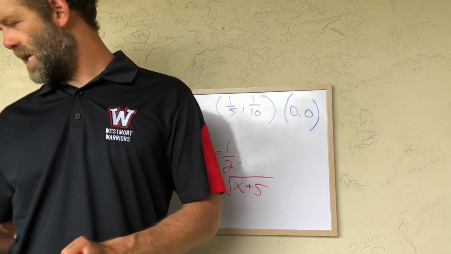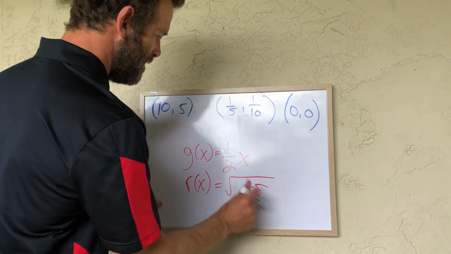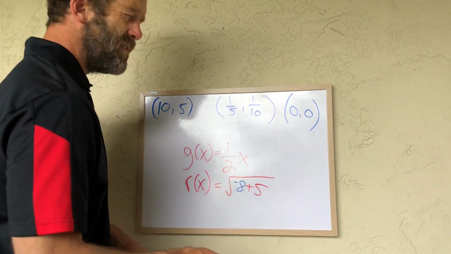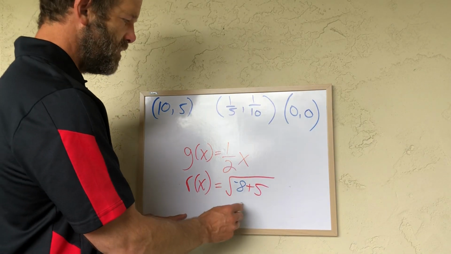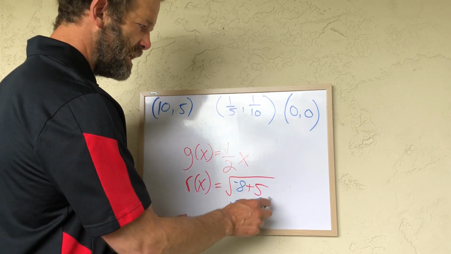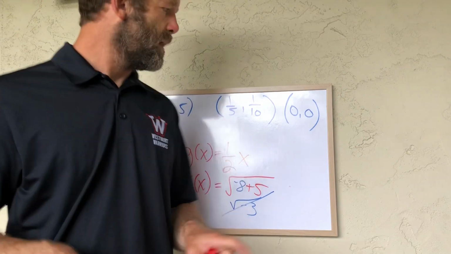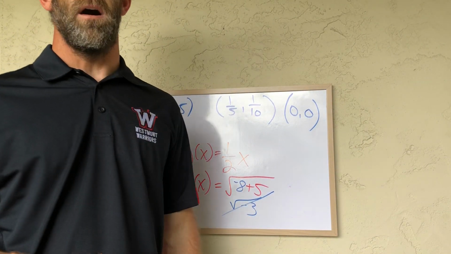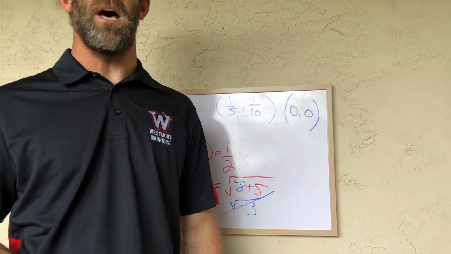Last one is r of -8. If I plug a -8 in here, r of -8 does not exist on this graph, because if you simplify this, you're going to get the square root of a -3. The square root of a negative is an imaginary number that does not exist, so -8 is not on that graph. If you go over to -8, you will not hit that graph.